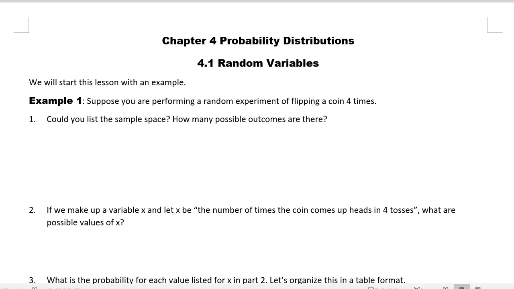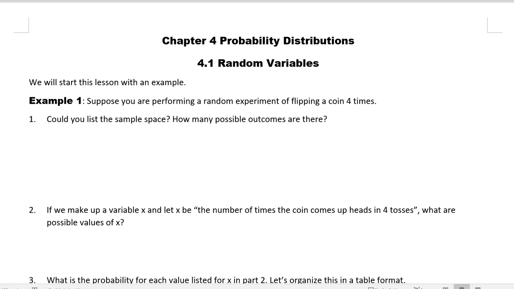Hi everyone! Today let's talk about Chapter 4, Probability Distributions, Section 4.1, Random Variables. We will start this lesson with an example. Let's look at example 1.